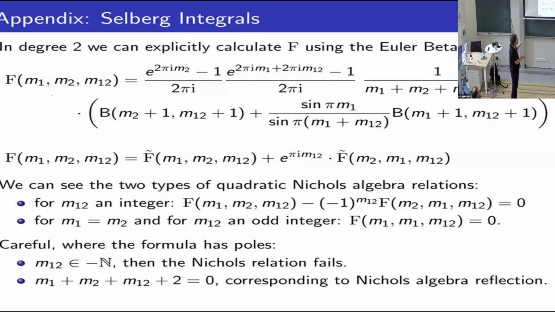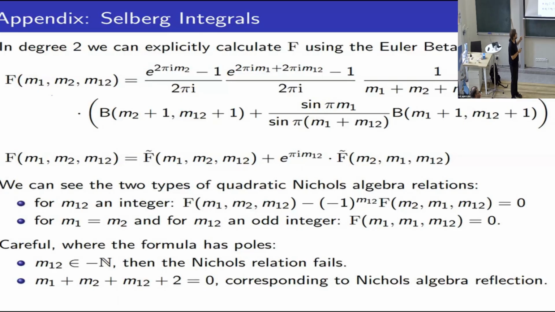And this is the easiest Nichols algebra relation. So x1 x2 is the same as plus or minus x2 x1. It's a commutator or anti-commutator. So I said it's an exterior or a symmetric algebra. So you see really on the analysis side this relation between these two integrals. Or if m12 is an odd integer and m1 is equal to m2, these two beta functions cancel. And this means some square is 0. And this is again the exterior algebra, where you see the square is 0.